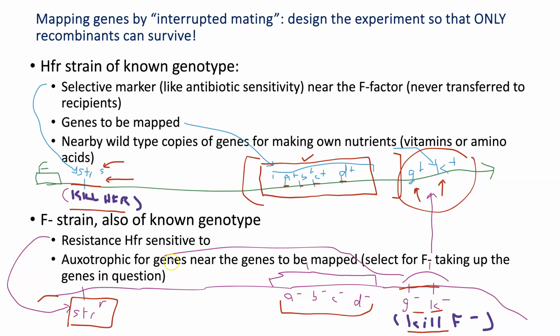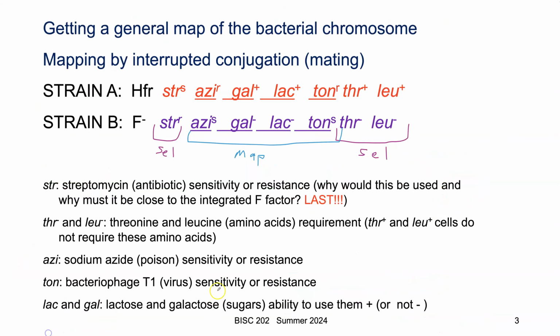And then what we have is a bunch of F- cells that could have incorporated the wild types for the genes in question here. And then we do an experiment to see, does the D gene come into the recipient cell before the B gene, and so on? What is the relative order and the approximate distances between them?